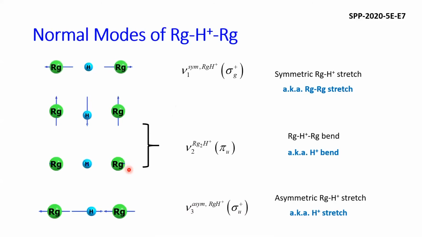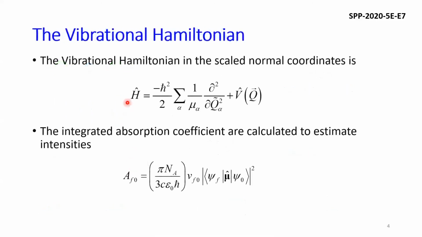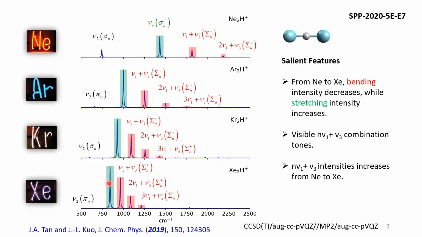To simulate their vibrational structure, we use this vibrational Hamiltonian, which is expressed in scaled normal mode coordinates, and we estimate intensities in terms of integrated absorption coefficients. Now, let's look at the predicted anharmonic spectra.